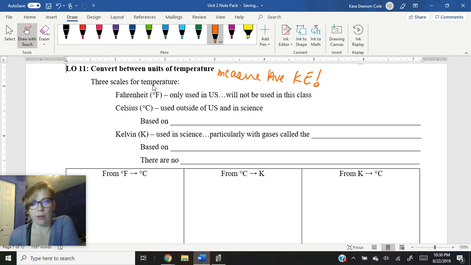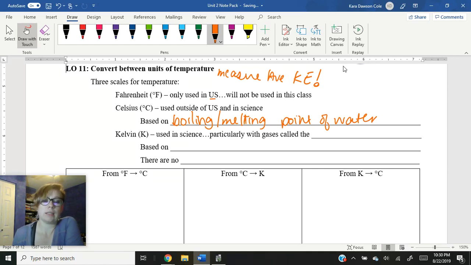Fahrenheit is the first scale. This is used only in the United States, and we will not use it in this class. You have Celsius, which is like your degrees Celsius. Notice that Fahrenheit and Celsius have degree symbols. Kelvin does not have a degree symbol. Celsius is used outside of the United States, and it's in science. This is based on the boiling point, melting point.